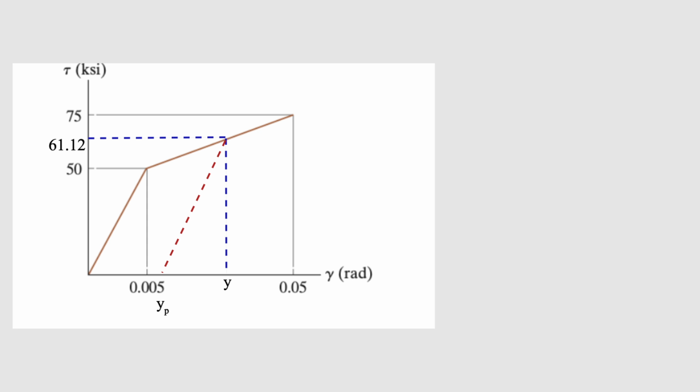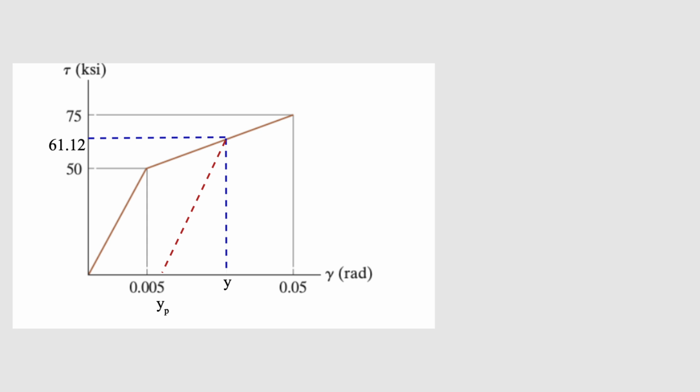So as you can see, there's a clear slope for the elastic and plastic deformation. And we have two given values of 50 KSI at 0.005 radians and 75 KSI at 0.05 radians. So we can calculate the shear strain at our shear stress of 61.12 by using the similar triangles rule.